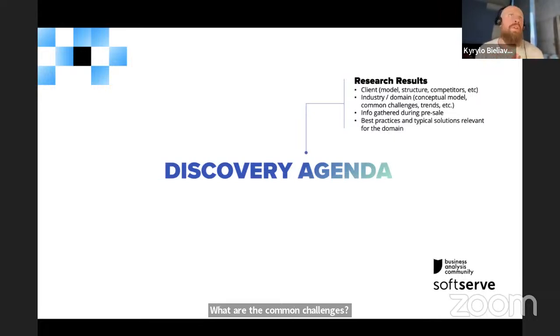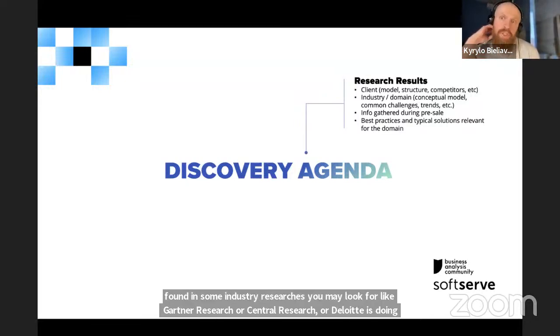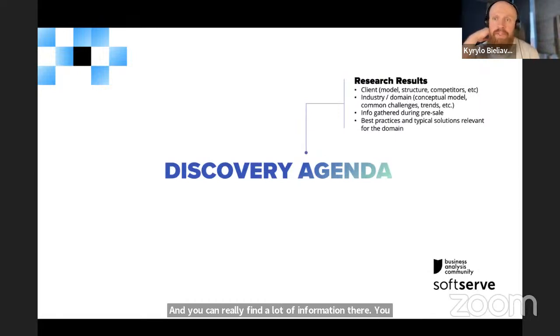You may look for Gartner research or Accenture research, or Deloitte, which does a lot of interesting research on certain industries, and you can find a lot of information there. You can, of course, use the information gathered during the pre-sale phase, and also try to understand if we have some best practices or a typical solution relevant for this domain, even inside the company. So maybe do some research inside. Maybe we had a similar project already, or we have a group of people who worked in this domain and have experience in it.